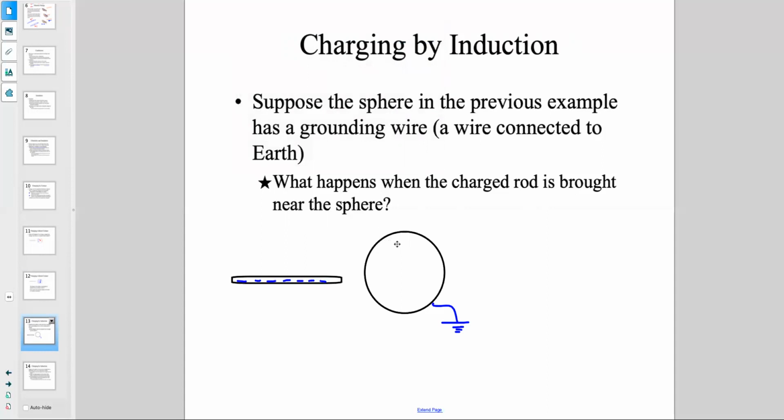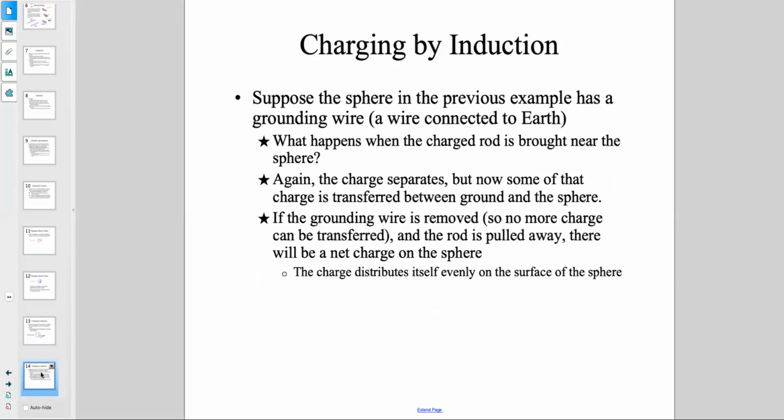So rather than all of these electrons coming over here, all of these electrons will go to the ground. So I am left with a positively charged sphere, because almost all of these electrons will go to the ground. So, let's read this.